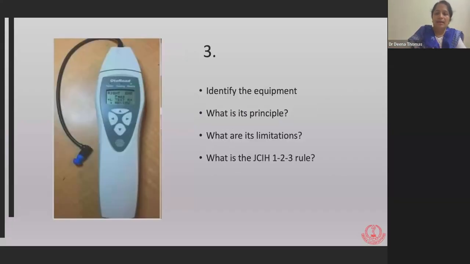Coming to the third question, can someone tell me what equipment this is? What is its principle and what are its limitations? What is the JCIH 1-3-6 rule? Anybody can unmute, answer any of the parts that you know about. Anybody can type in the chat box. What is the equipment?